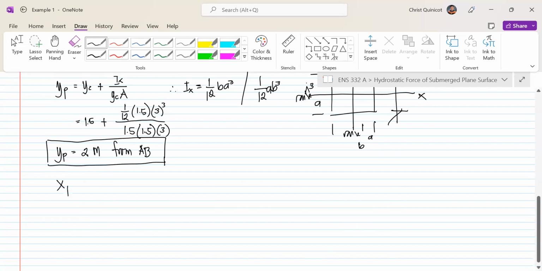Now, the x component is equal to 0 simply because of symmetry.